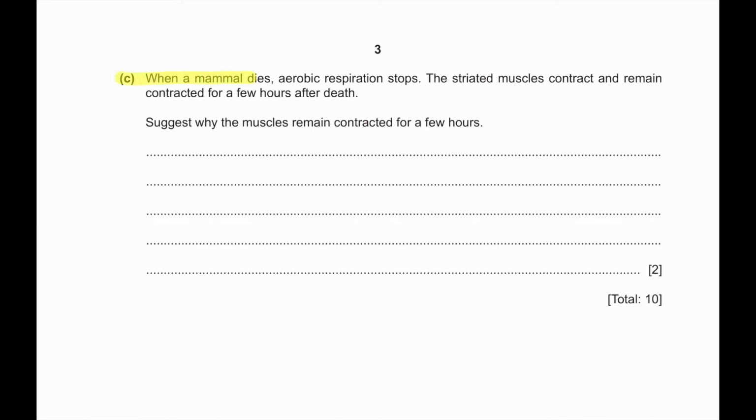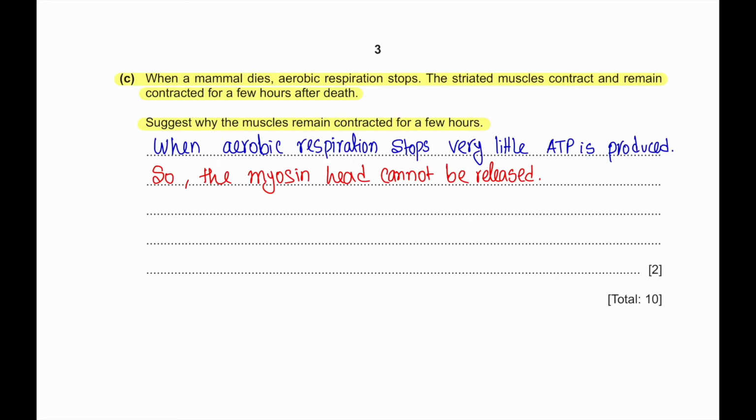C. When a mammal dies, aerobic respiration stops. The striated muscles contract and remain contracted for a few hours after death. Suggest why the muscles remain contracted for a few hours. So when aerobic respiration stops, very little ATP is produced. So the myosin head cannot be released.